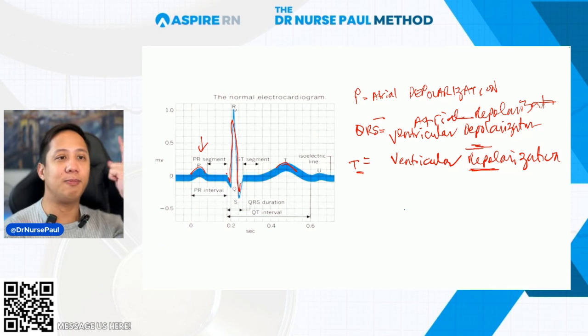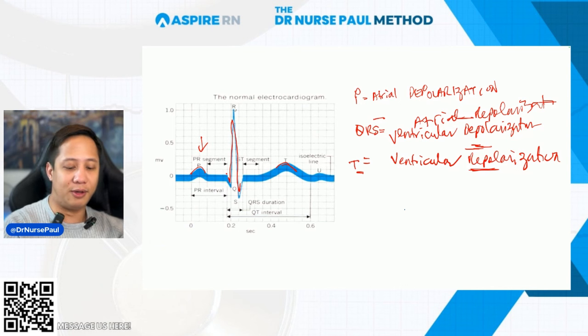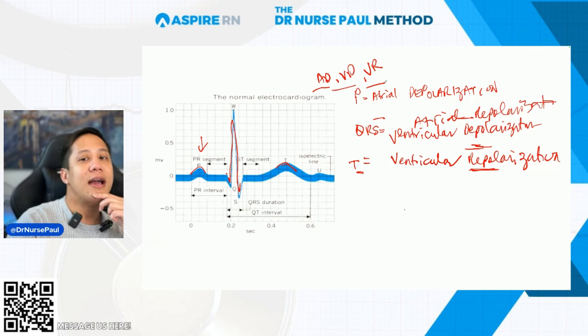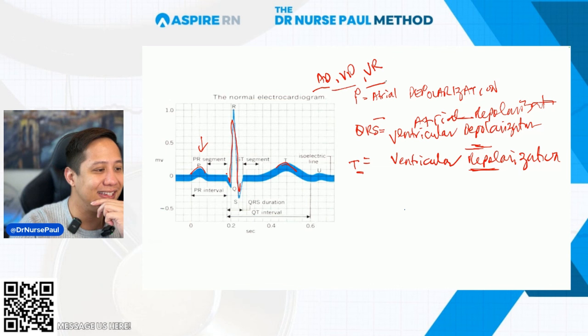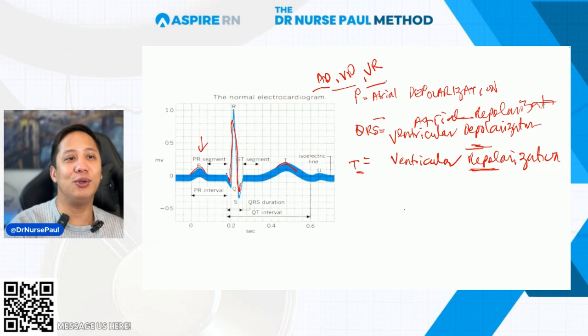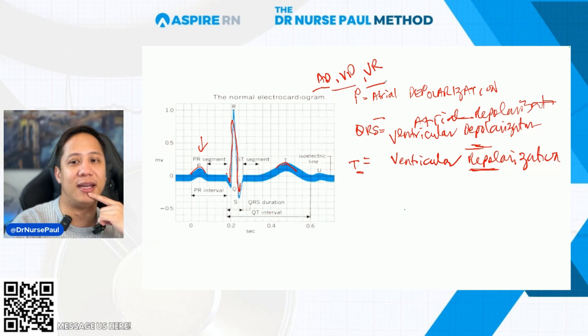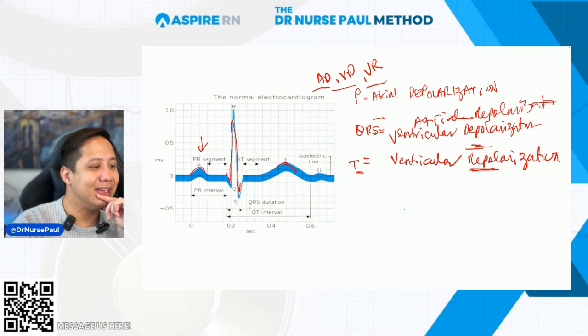You tell me if this is atrial depolarization, that's AD, ventricular depolarization, VD, or ventricular repolarization, VR. I'm going to tell you if it's atrial or ventricular depolarization or repolarization, and you tell me if it's AD, VD, or VR. You ready? Okay, which one is T wave?